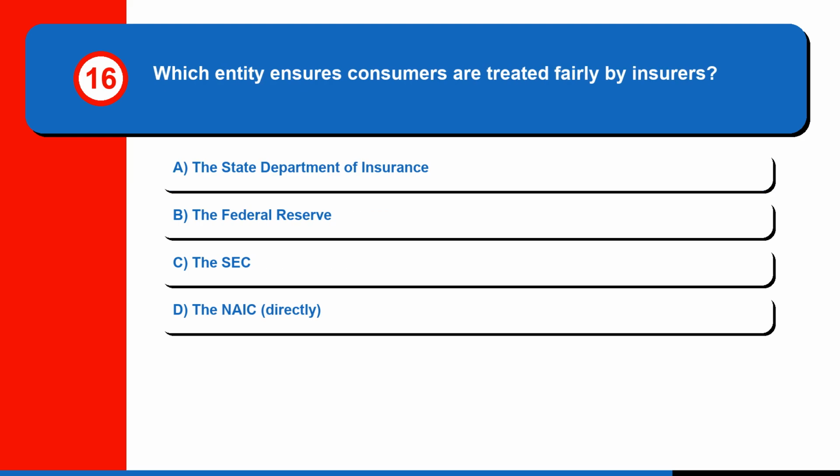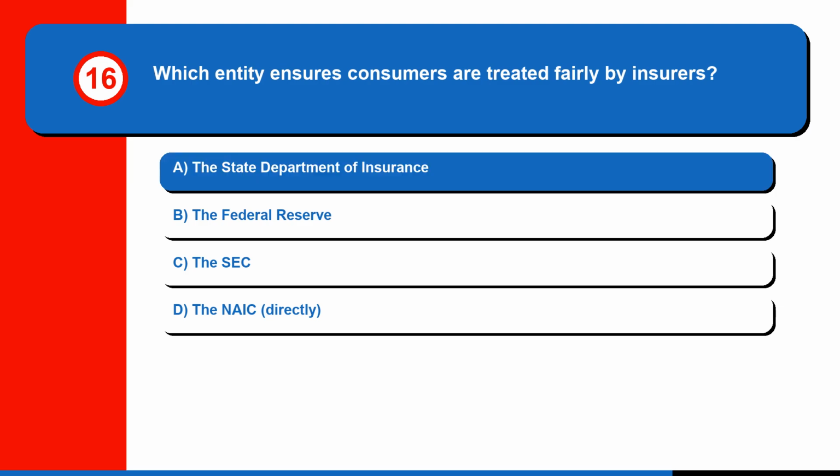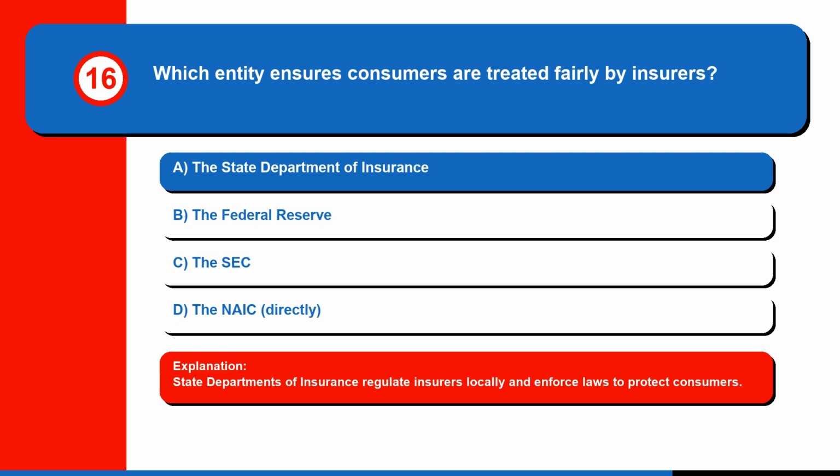Question 16. Which entity ensures consumers are treated fairly by insurers? A, the State Department of Insurance, B, the Federal Reserve, C, the SEC, or D, the NAIC, directly. The correct answer is A, the State Department of Insurance. State departments of insurance regulate insurers locally and enforce laws to protect consumers.